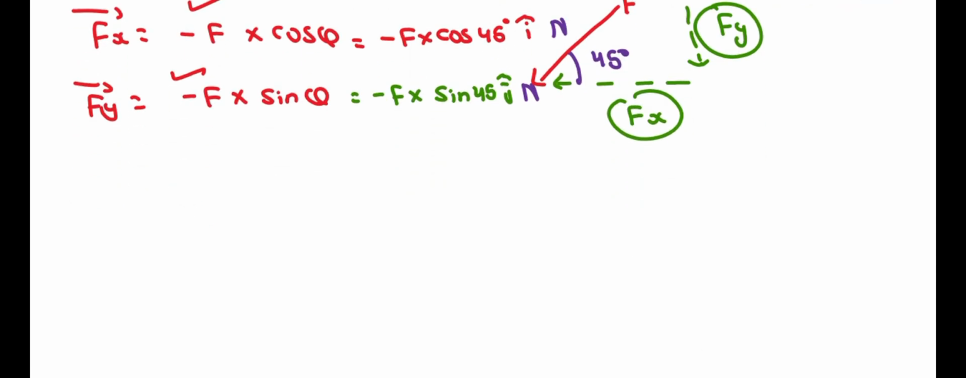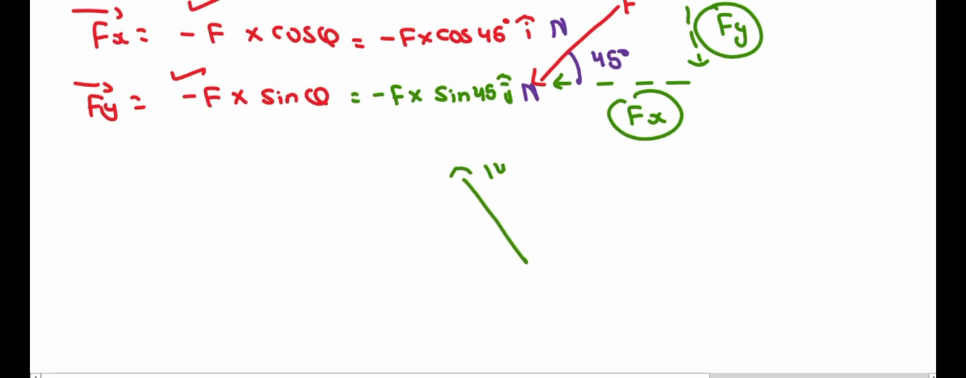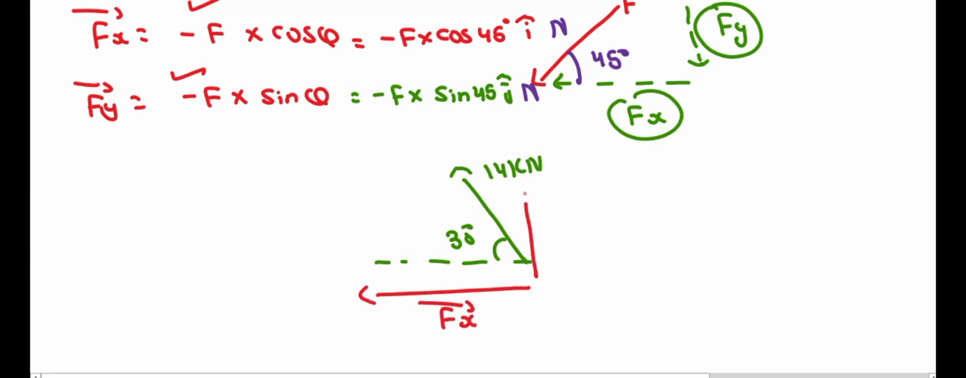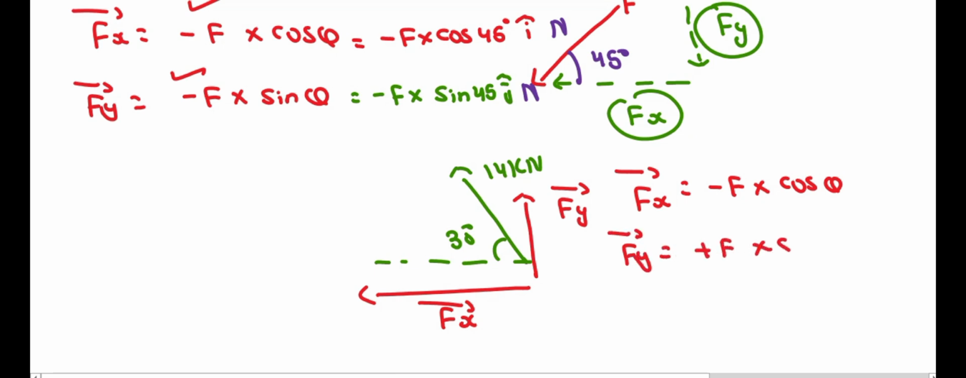Now what about the 14 kilonewton? This is our 14 kilonewton force which makes an angle of 30 degrees with the negative x-axis. The components of 14 kilonewton are drawn like this. This is the horizontal component and this is the vertical component. The horizontal component acts along the negative x-axis and the vertical component acts along the positive y-axis. So Fx is equal to negative F cos theta, and Fy is equal to positive F sine theta.